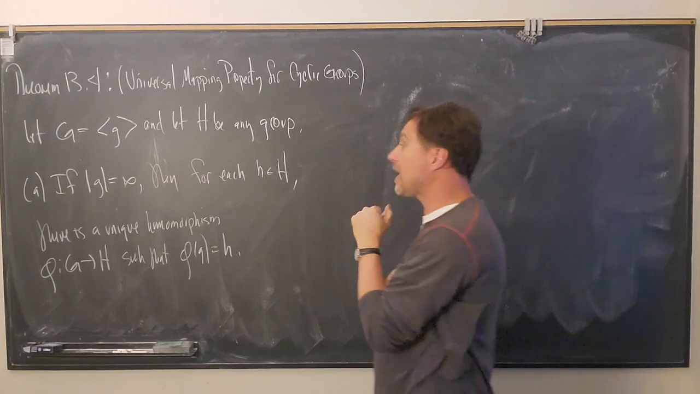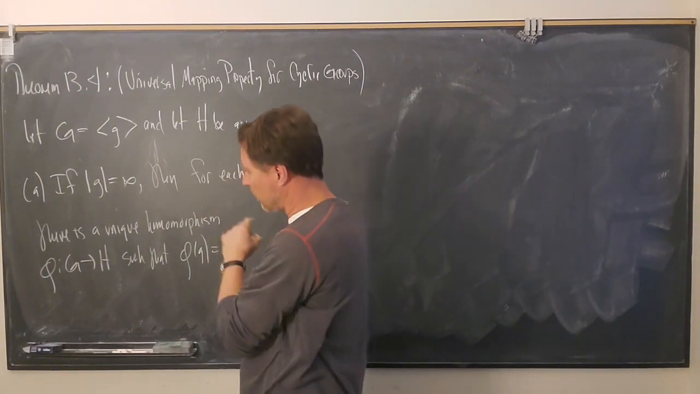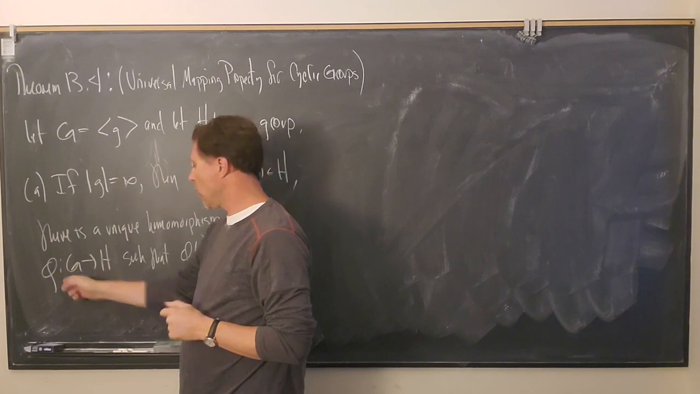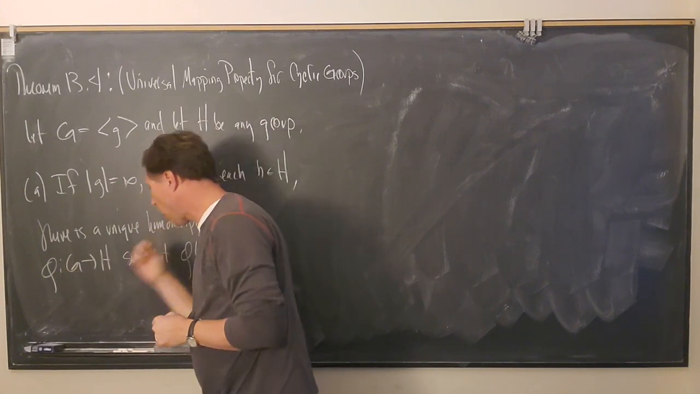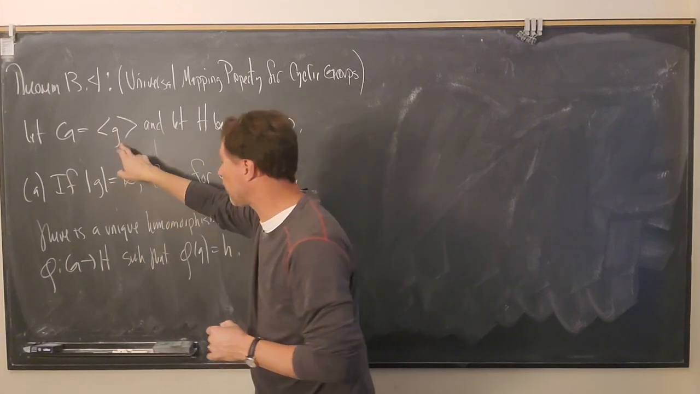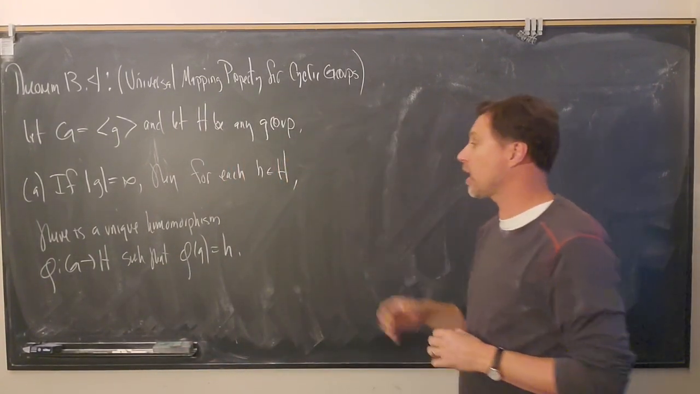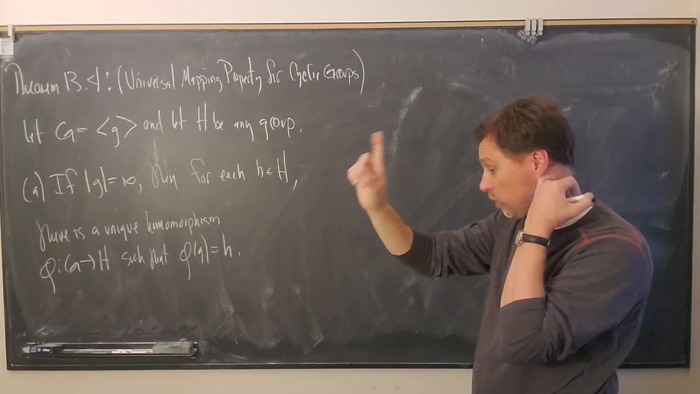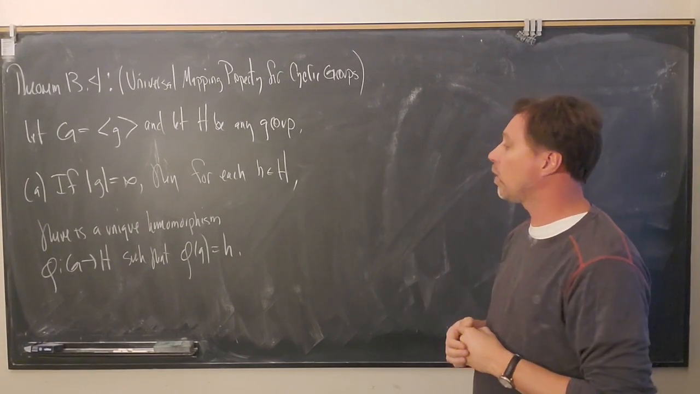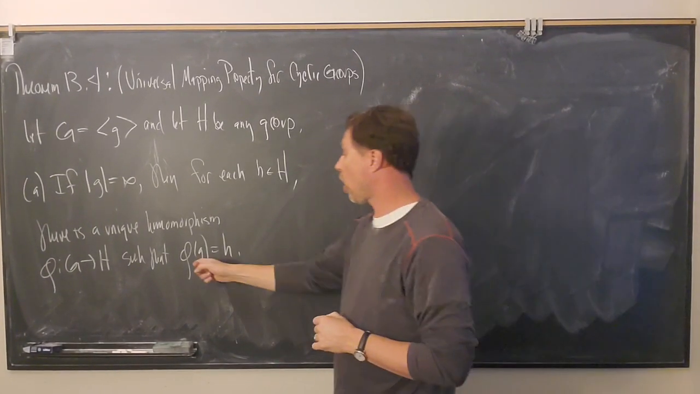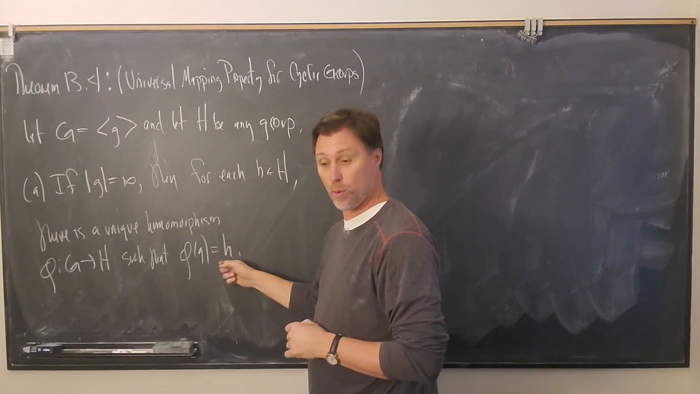So what is that saying? It's saying in the case that our domain is an infinite cyclic group, we can have a homomorphism that takes our generator to any chosen element of H, right? So it tells us exactly how to come up with a homomorphism, and there's a unique one. There's exactly one homomorphism that will take our generator to our chosen output.